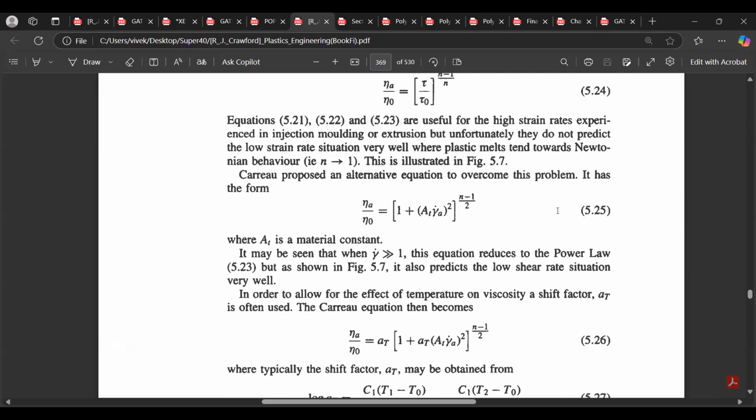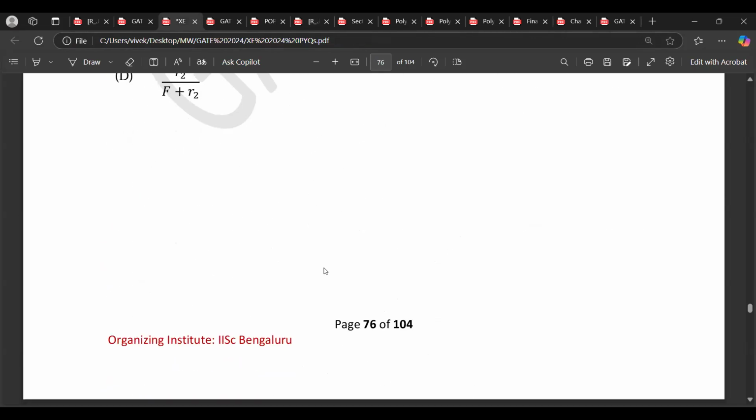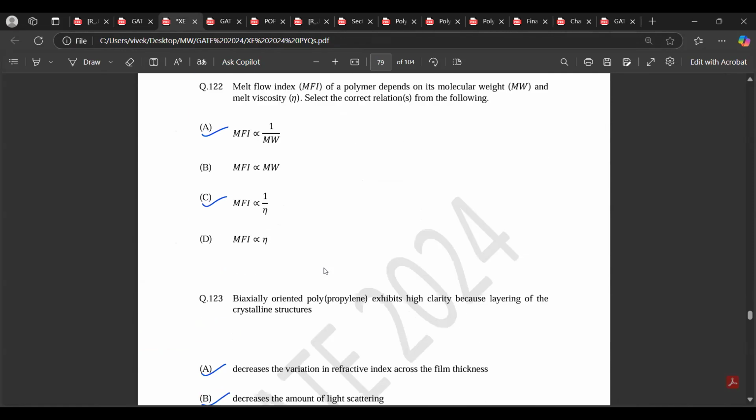What you need to worry about is this formula. And don't worry about the formula as well. They will give you the formula. They only want to know whether you have the basic mathematical aptitude to solve this equation if the parameters are given. If you see this GATE question, a direct question was asked based on this Carreau model.